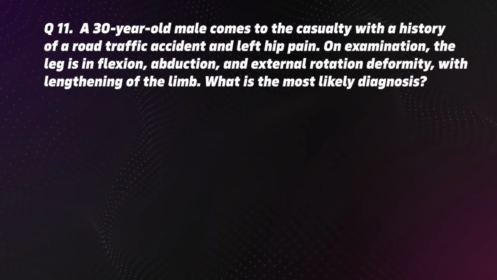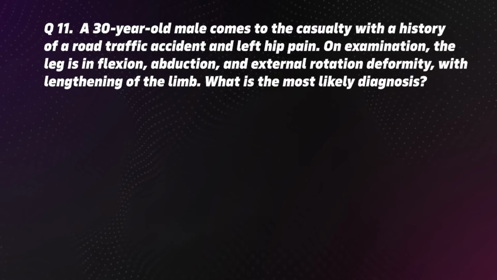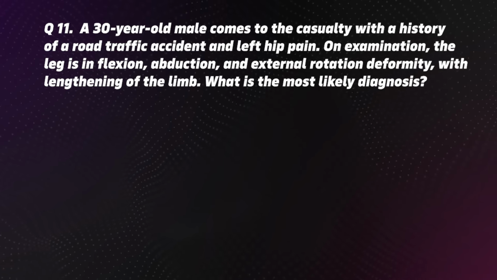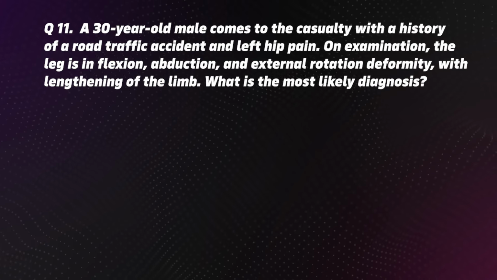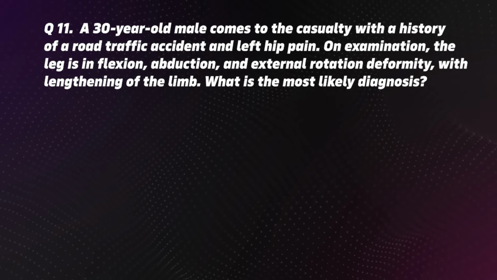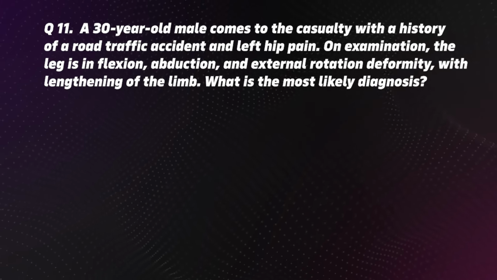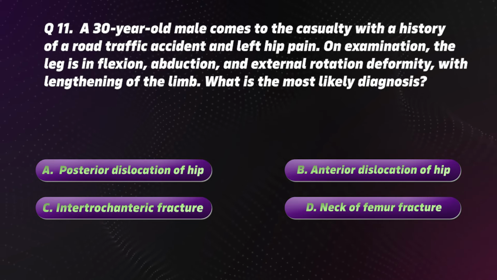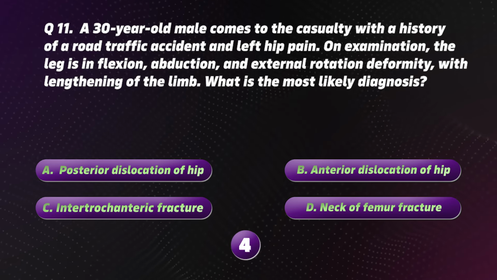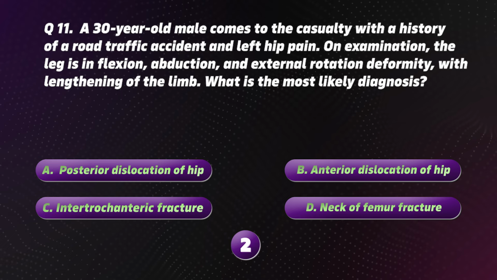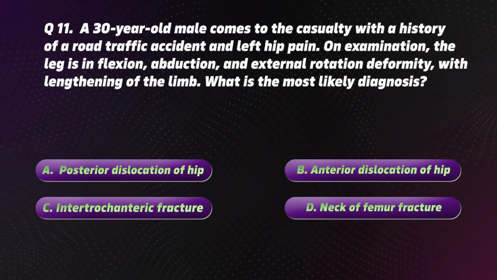Question 11. A 30-year-old male comes to the casualty with a history of a road traffic accident and left hip pain. On examination, the leg is in flexion, abduction, and external rotation deformity, with lengthening of the limb. What is the most likely diagnosis? Here are the options. A. Posterior dislocation of hip. B. Anterior dislocation of hip. C. Intertrochanteric fracture. D. Neck of femur fracture. And the correct answer is B.